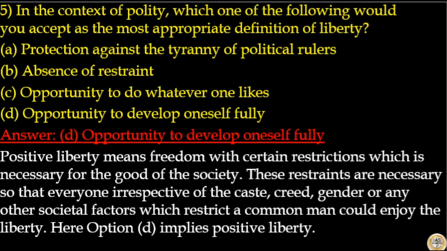These restraints are necessary so that everyone, irrespective of the caste, creed, gender, or any other societal factors which restrict a common man, could enjoy the liberty. Hence, the option D seems to be the most appropriate answer.